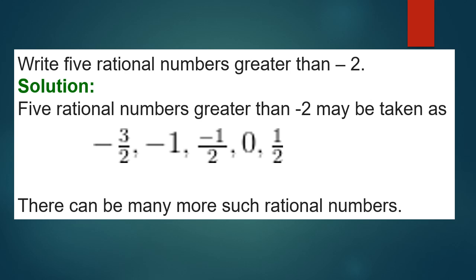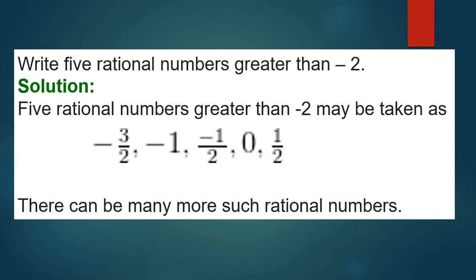Children, write 5 rational numbers greater than minus 2. 5 rational numbers greater than minus 2 may be taken as minus 3 by 2. Minus 3 by 2 means minus 1 and half. Then minus 1, minus half, 0, plus half.